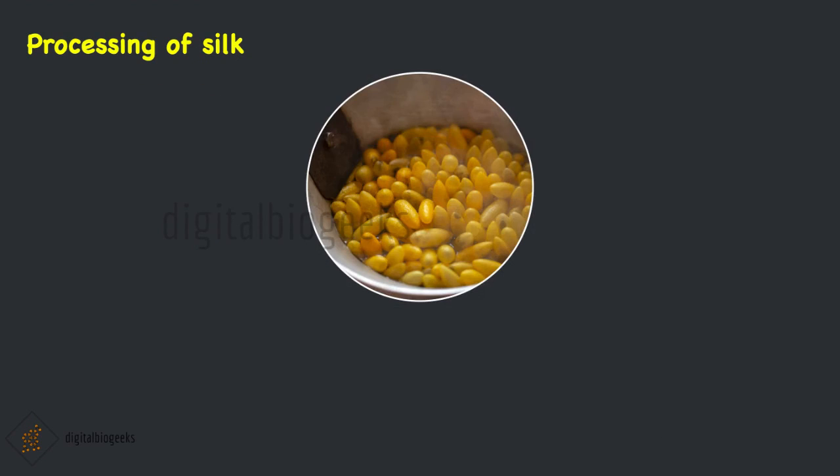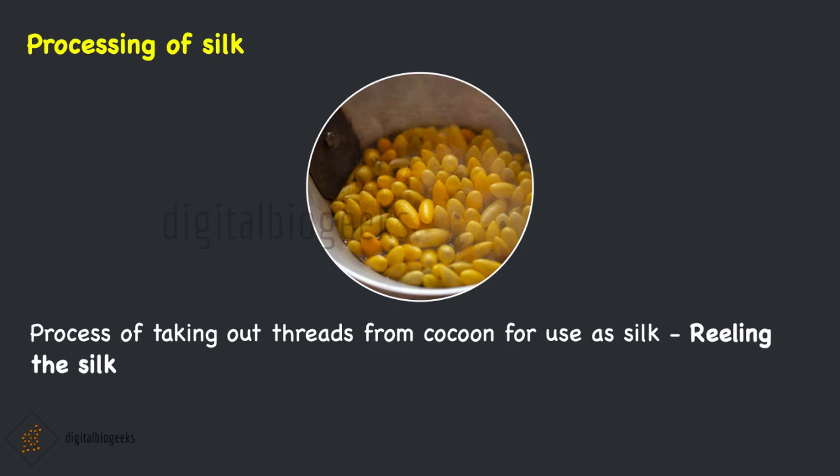The cocoons are kept under the sun or boiled or exposed to steam. Thus, the silk fibers can be separated out. This process of taking out threads from a cocoon for use as silk is called reeling the silk. Reeling can be done with the help of machines which will unwind the fibers of silk from a cocoon. Silk fibers are then spun into silk threads. These silk threads are used by the weavers to weave silk clothes and saris.